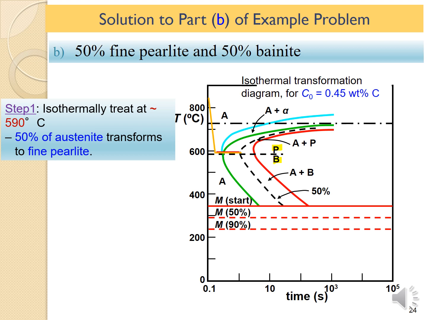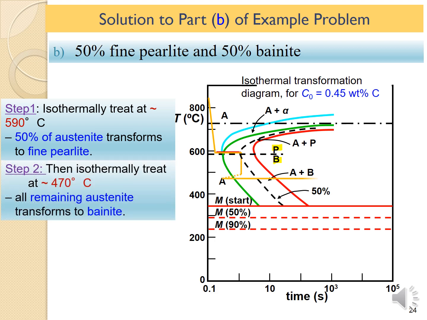So we stop here. The next step will be to isothermally treat at 470 degrees Celsius, so at a lower temperature within the bainite region. So that means we quench it, or we cool it rapidly again, to a lower temperature. This temperature we choose 470 degrees over here, and we hold the temperature again, right? The remaining austenite will start to transform all the way to bainite.